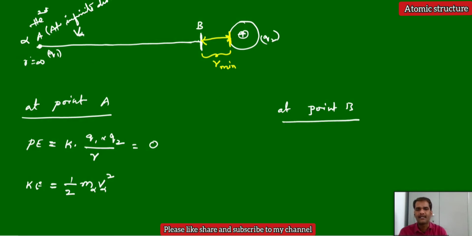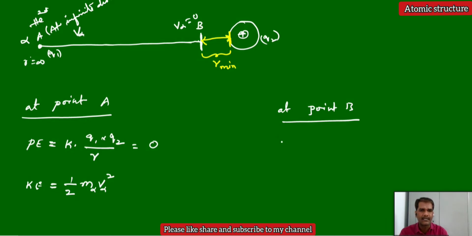See, at point A the alpha particle is moving with some velocity v alpha. Then what is the velocity of the alpha particle at point B? It will stop completely right at point B. There is no further movement. Why? Because of the repulsion, the alpha particle stops here. So the velocity of the alpha particle at point B is equal to 0.